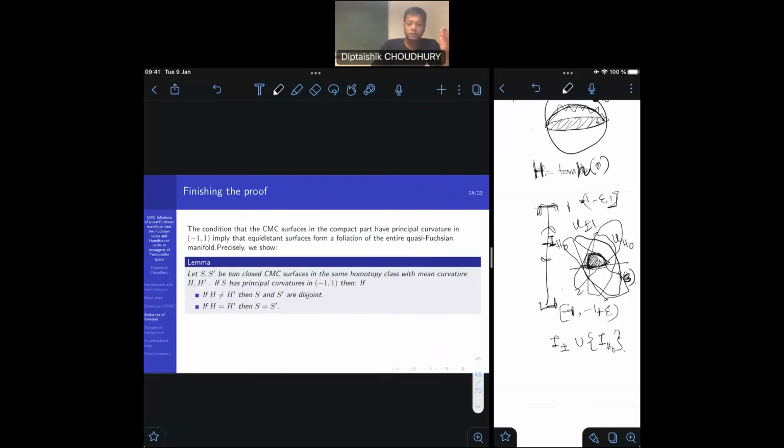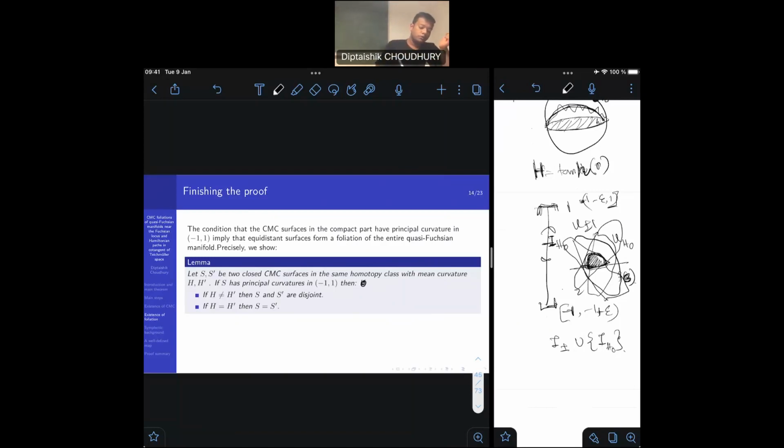And what you require now is basically the lemma which is going to help us construct the foliation: if you have S and S prime two closed CMC surfaces in the same homotopy class with mean curvature H and H prime, and if S has principal curvature in minus 1 to 1, then if H is not equal to H prime, S and S prime are disjoint, and if H is equal to H prime, then the surfaces are the same.